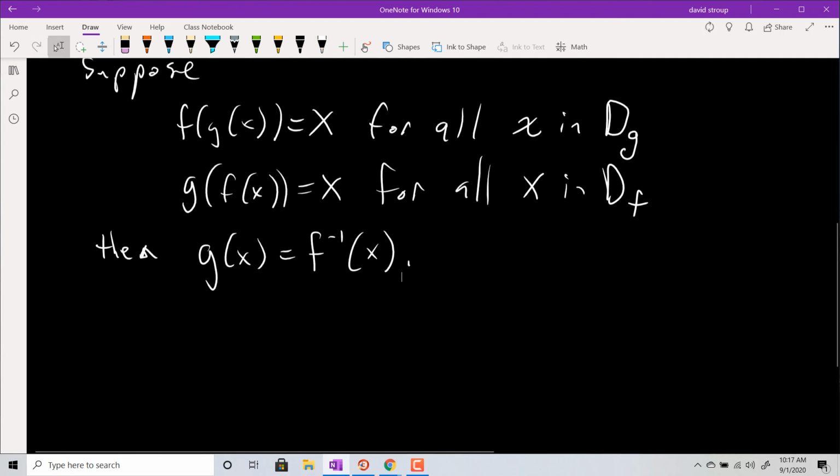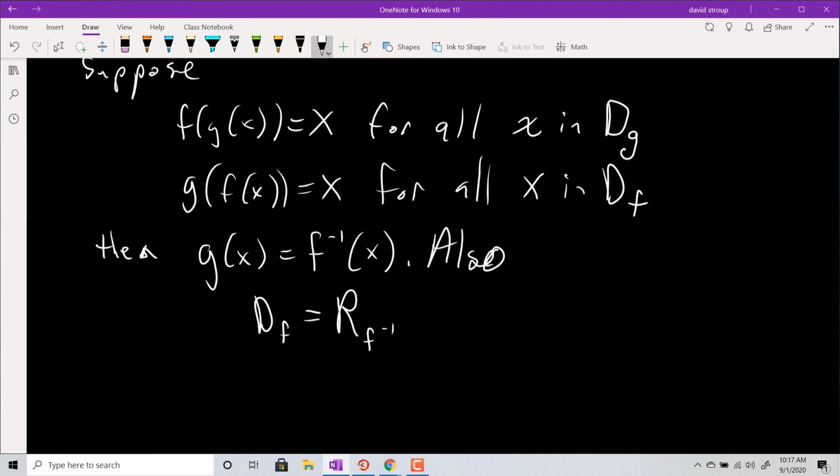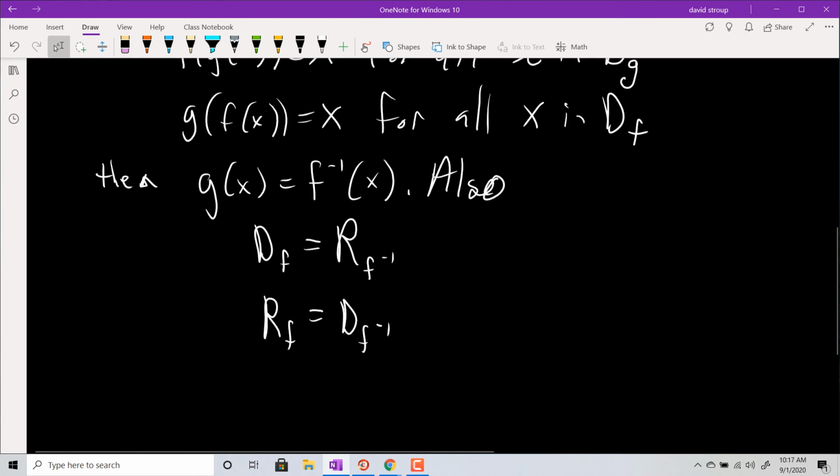One nice thing that we also get for free here is a statement about the domain and ranges. The domain of f is going to be equal to the range of f inverse, and the range of f is equal to the domain of f inverse. So in general, if you can figure out the domain of one, you'll have the range of the other. That's helpful when they call upon you to determine the domains and ranges of the functions, which they will.